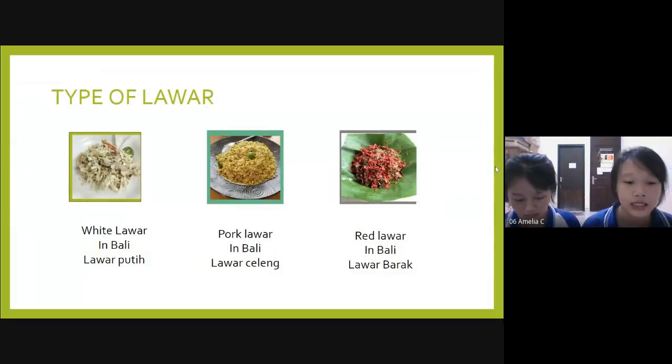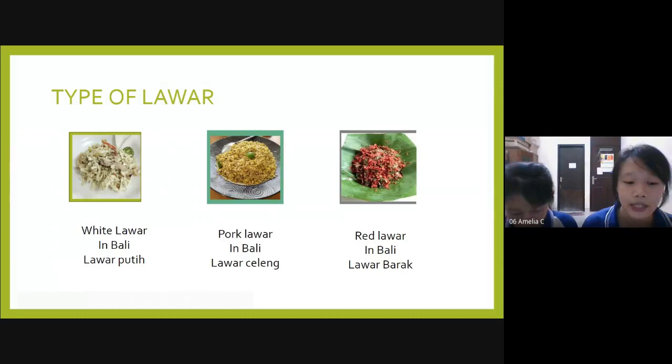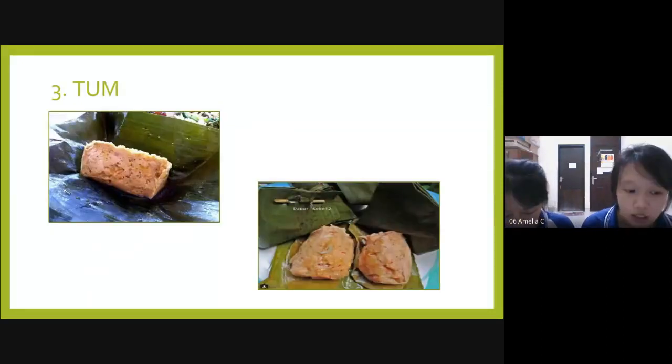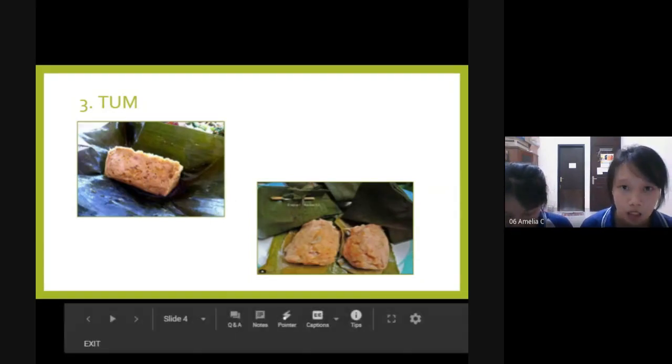The next one is lawar. Lawar is an Indonesian dish created from a mixture of vegetables, coconut, and minced meat, mixed with rich herbs and spices, originating from Bali, Indonesia. This dish is commonly found in restaurants and warungs in Bali. Despite its rich vegetable mixture, lawar is not a vegetarian dish, since most often it is mixed with minced meat or even blood. Next.